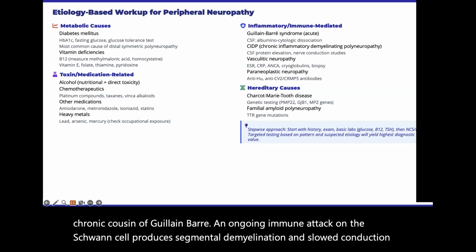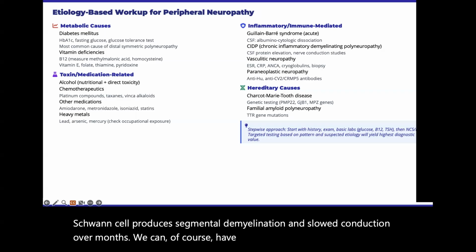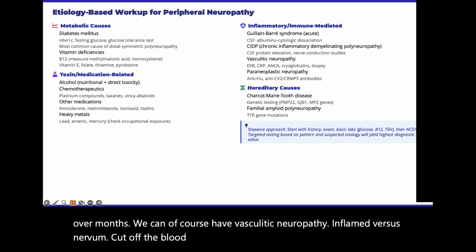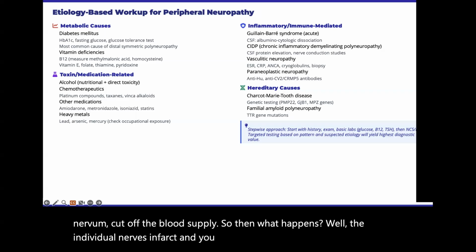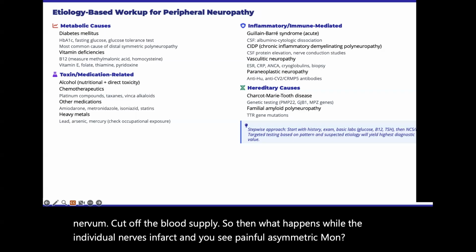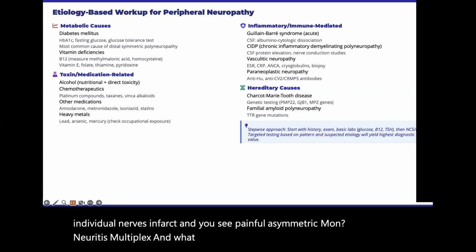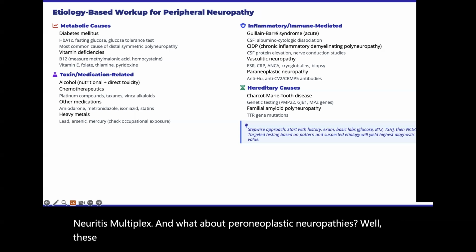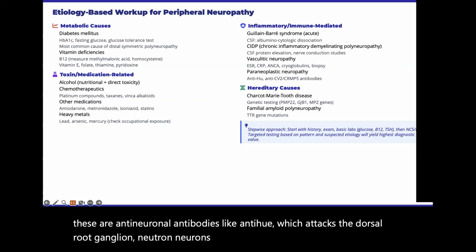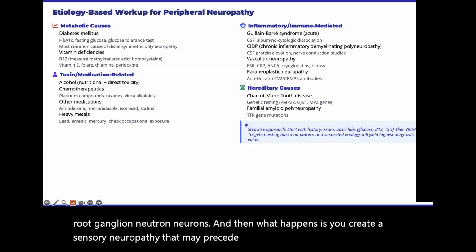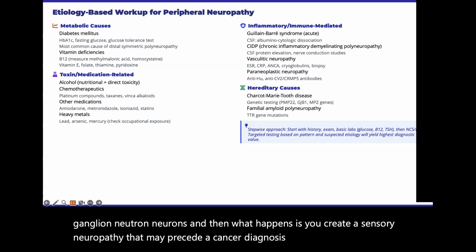We can, of course, have vasculitic neuropathy, inflamed vasa nervorum cutting off the blood supply. So then what happens? Well, the individual nerves infarct, and you see painful asymmetric mononeuritis multiplex. And what about paraneoplastic neuropathies? Well, these are anti-neuronal antibodies like anti-Hu, which attacks the dorsal root ganglion neurons. And then what happens is you create a sensory neuropathy that may precede a cancer diagnosis. There's a fourth bucket, which is the hereditary causes.